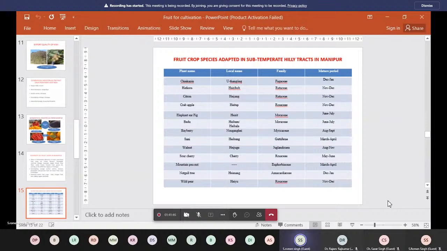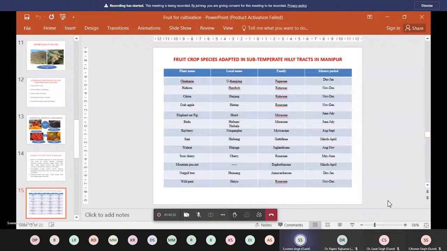Citron, Haizang, Citrus medica, is also a rare and endangered citrus species in other parts of India. Crab apple, Hektuk, Lifian ear fig, Haibung, Nogang Hai, Haijuka, Seri, Haimang, Haibu, these are the local names of fruits found in some temperate regions, at elevations above 1,200 meters above mean sea level. These fruits have been found in the hilly region of Manipur.